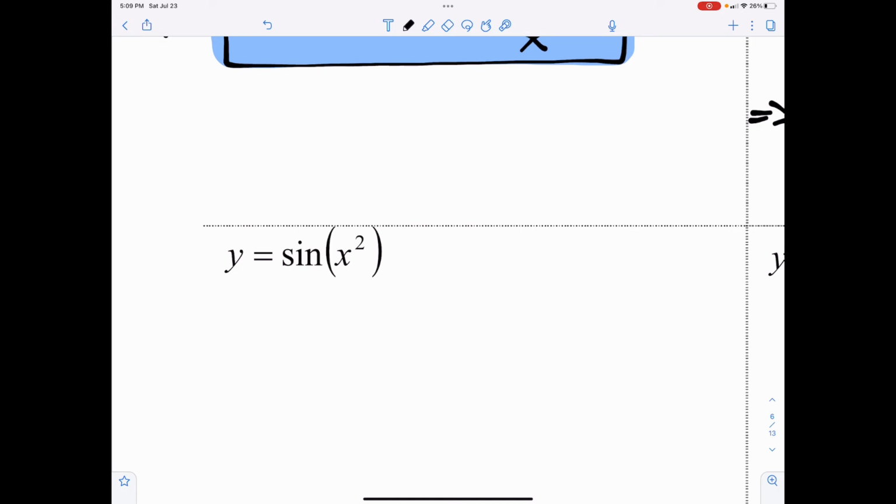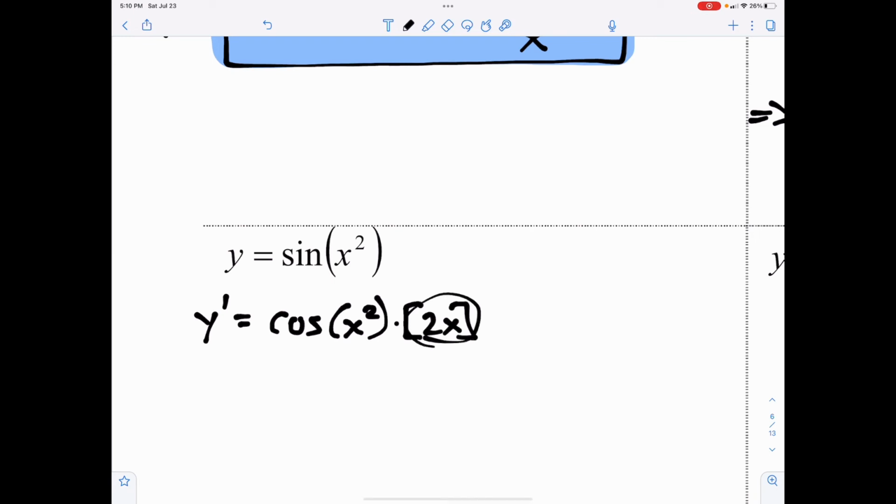Sine of x squared. This one looks like a chain rule problem because we have an outside function of sine and an inside function of x squared. So y prime: the derivative of sine is cosine, holding the inside function fixed, times the derivative of the inside function, which is 2x. We multiply this times the outside, and we get y prime is equal to 2x cosine x squared.